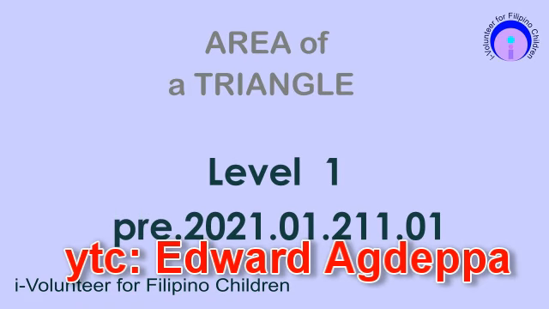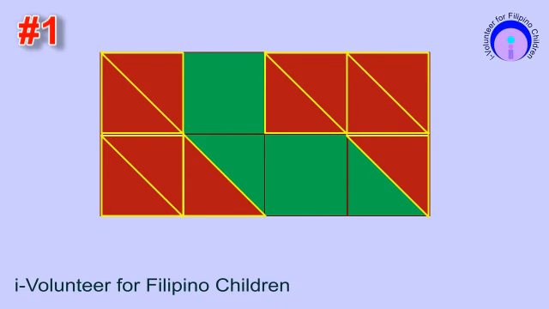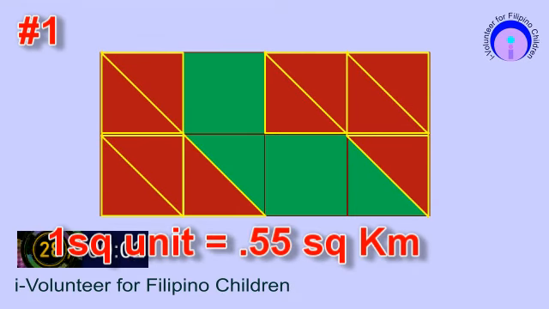Ready? Item number 1. If 1 square unit is equal to 0.55 square kilometer, what is the area of the red shaded part? You still have 5 seconds to finish.